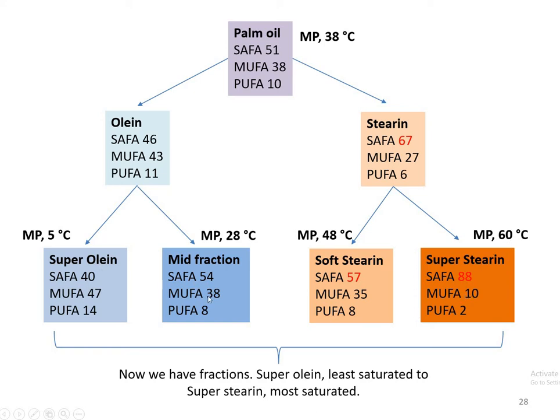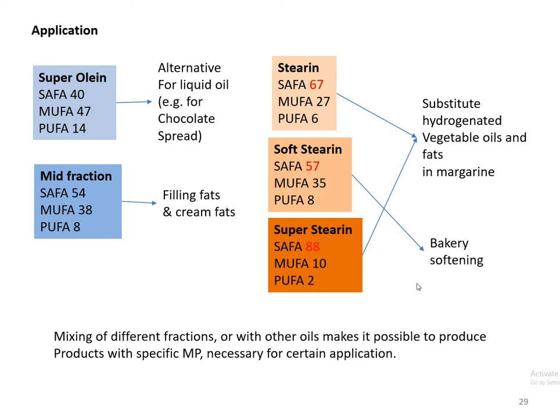So now you have 4 different fractions. Superolein being the least saturated, and you have the super stearine here, the most saturated. So you have many options now to play with. You can mix them in order to produce strategic products. Example application, with superolein you can use it as an alternative for liquid oil because, to make chocolate spread, you need something with a lower melting point. And then you have mid fraction with a slightly higher melting point, for filling fats and cream fats.